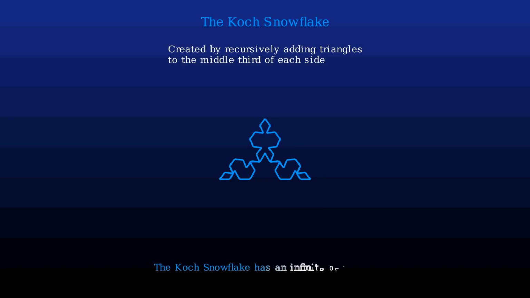An interesting property of the Koch Snowflake is that it has an infinite perimeter, but encloses a finite area. Like the other fractals, the Koch Snowflake demonstrates self-similarity. Each small section contains the pattern of the whole.